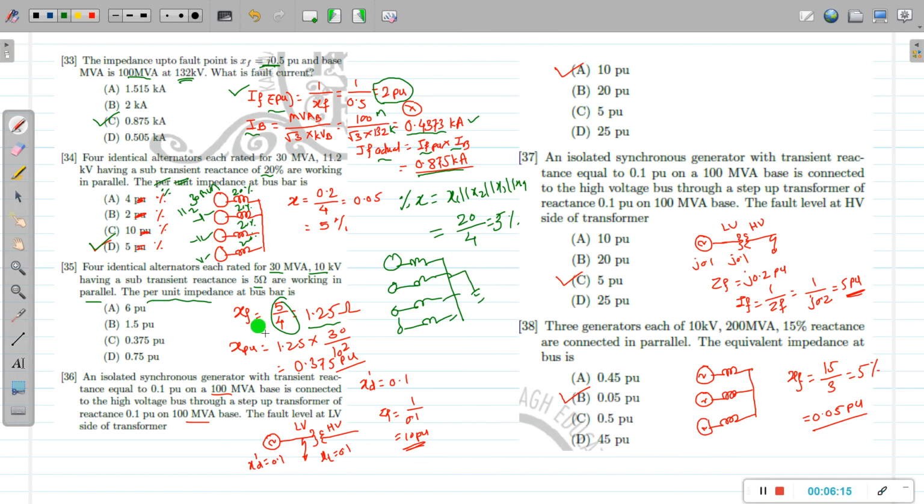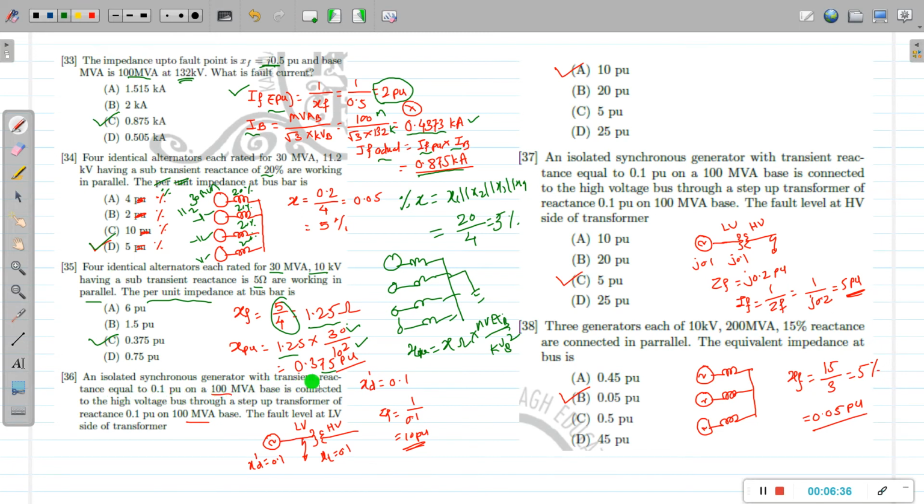But here a per unit value is asked. So we know that X per unit is to be calculated. If X is in ohm, it should be multiplied with MVA base upon kV base square. So MVA is 30 divided by kV base square, which is 10 square, so it comes to 0.375.